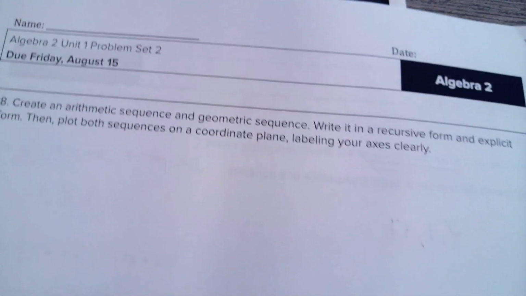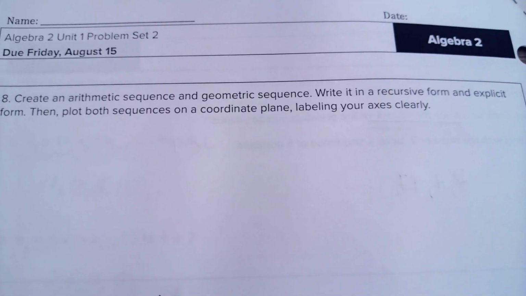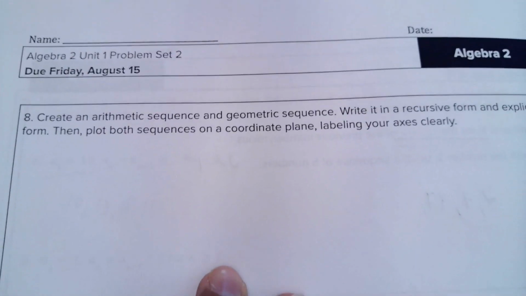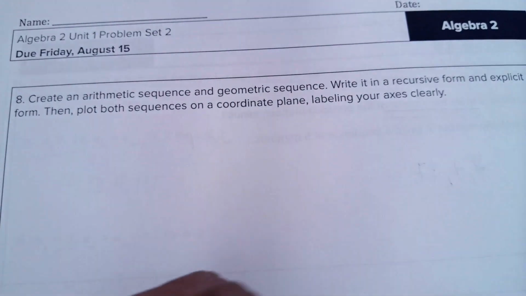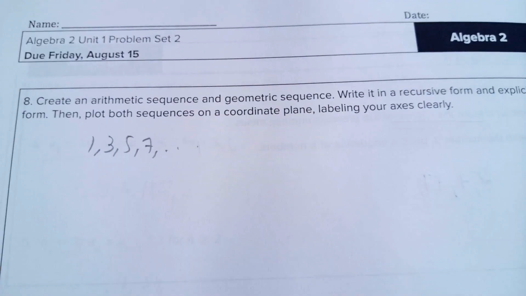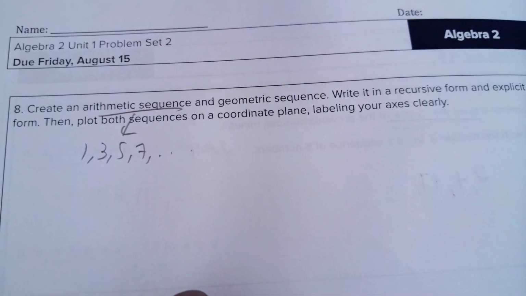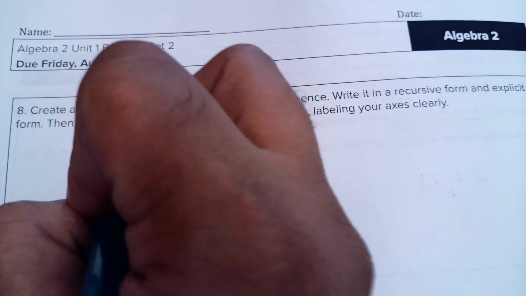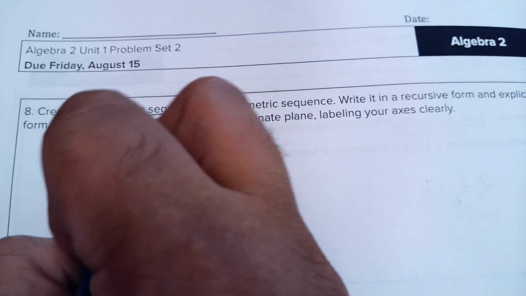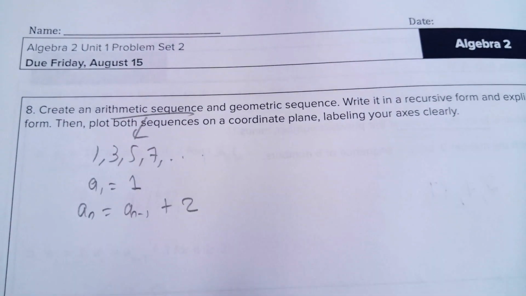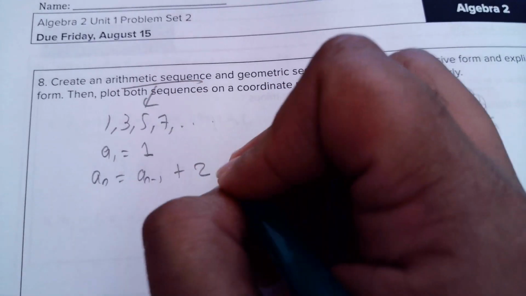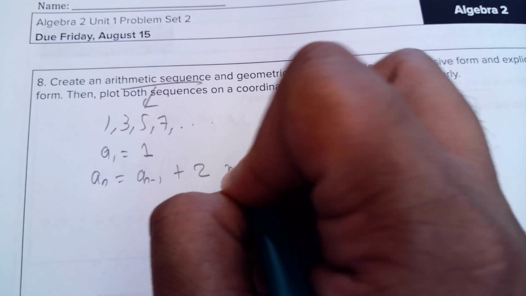Create an arithmetic and geometric sequence, write it in recursive form and explicit form, and graph it. Okay, I'm sorry I'm making you do this, but let's do it. Starting with arithmetic, go simple. 1, 3, 5, 7, and so on, that's arithmetic, right? The recursive definition: the first term is 1. The next term is taking the previous term and adding 2, where n is greater than or equal to 2.